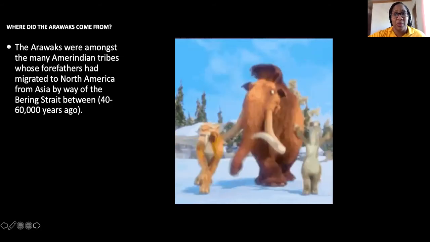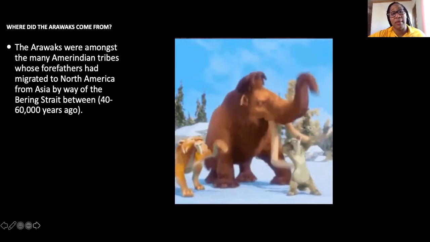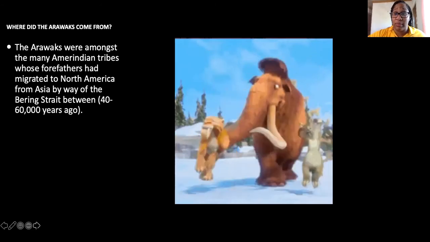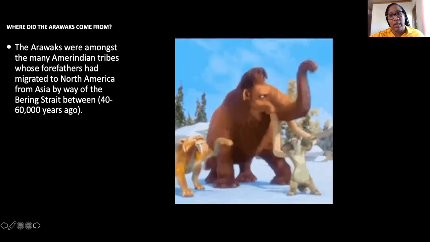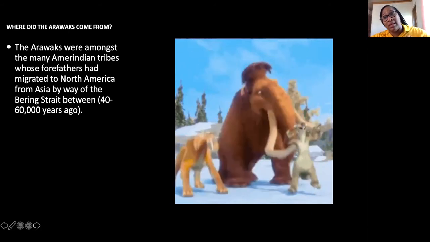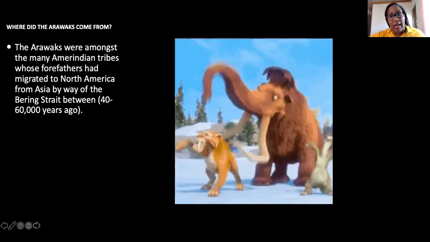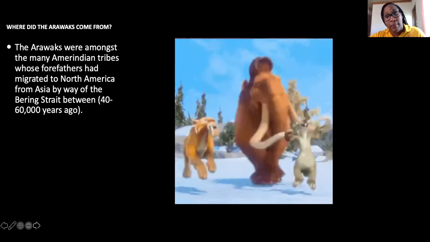The Arawaks were amongst the many Amerindian tribes whose forefathers had migrated to North America from Asia by way of the Bering Strait between 40,000 to 60,000 years ago. So the Arawaks came from Asia. They were amongst many other tribes, thousands of other people. And they came to the Bahamas. They came to the Caribbean by way of the Bering Strait.